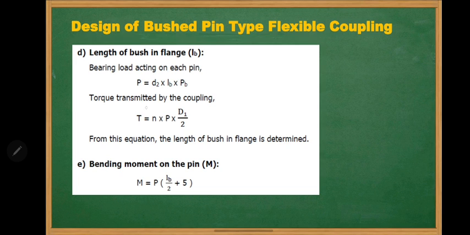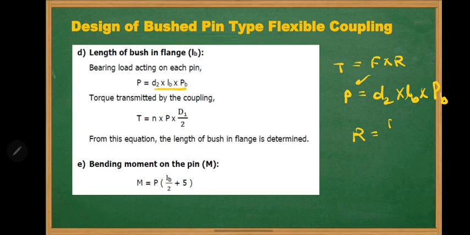Next is torque transmitted by the coupling. The equation of torque is T equals force multiplied by radius. Here the force is nothing but the bearing load acting on each pin, which we have already calculated: P equals d2 multiplied by lb multiplied by pb. And R is nothing but diameter by 2. Here the diameter is D1, so the radius becomes D1 by 2. So the equation of torque becomes P multiplied by D1 by 2.